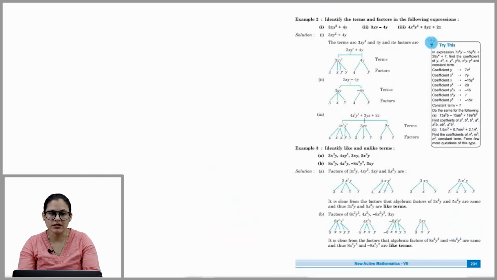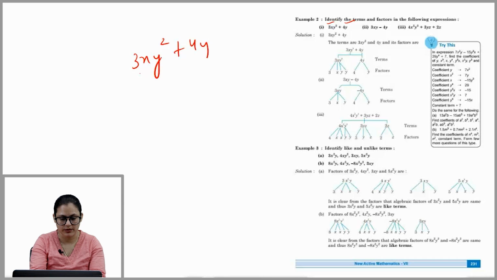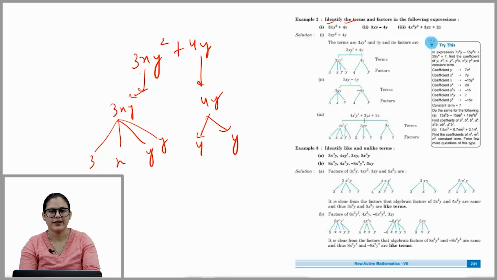Example 2, identify the terms and factors in the following expressions. So how many terms are there? See, 1, 2. And then you find out the factors of these terms also. So 3x square plus 4y. Term is 4y, factors 4 and y. Term is 3xy square and factors 3, x, and y square, you have y into y. Similarly, you will do other examples also.